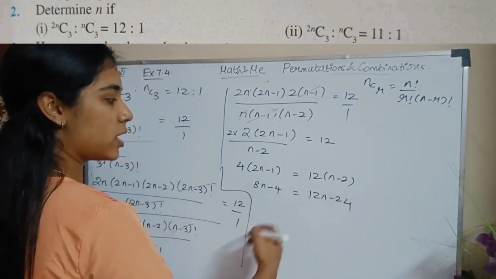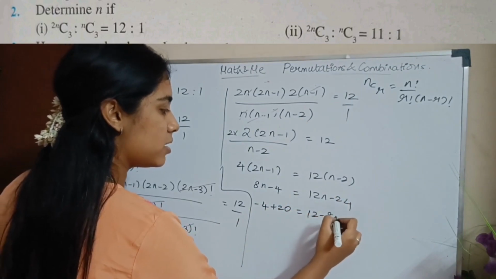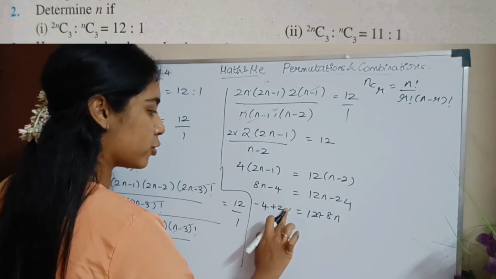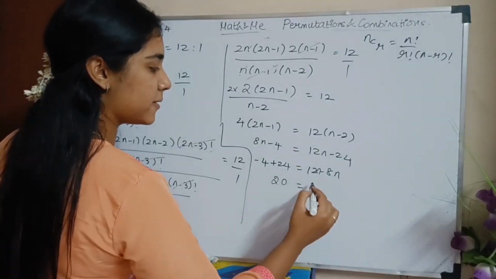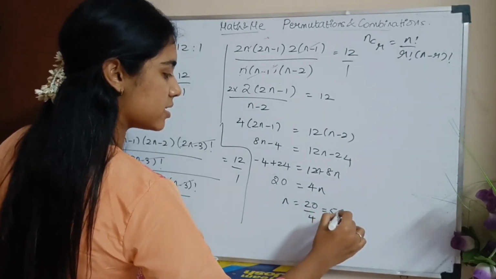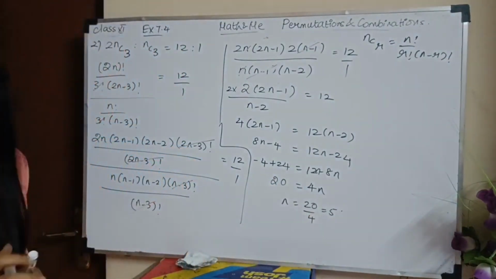So n ஒரு பக்கம், numbers ஒரு பக்கம். So minus 4 plus 24 equals 12n minus 8n. So this will be 20 equals 4n. So n equals 20 by 4, which is 5. So this is the value of n, okay?